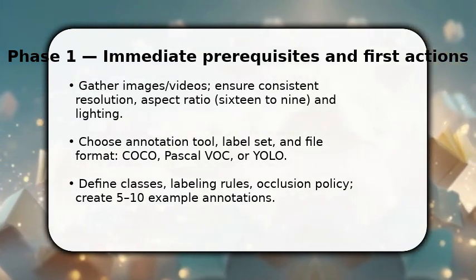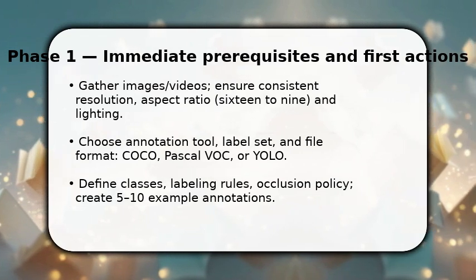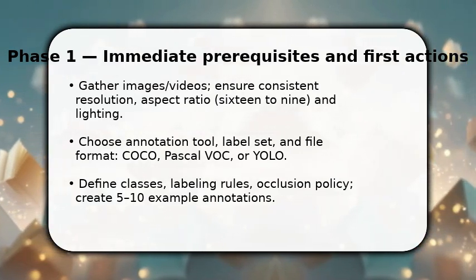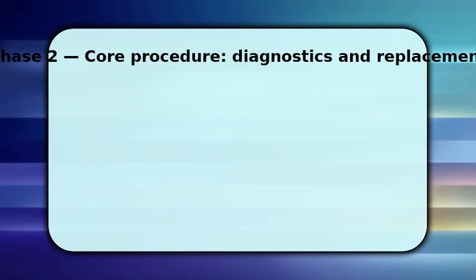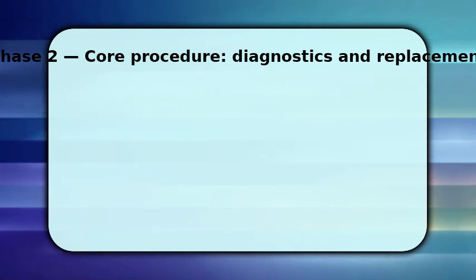Make sure to note edge cases, partial objects, reflections, extreme scales, so you can refine rules before bulk annotation begins. Now scale up, annotate in systematic passes. First, do a quick pass to mark every object. Next, refine boxes to tight fits and correct classes.